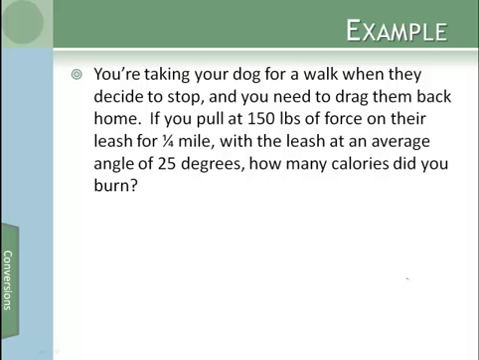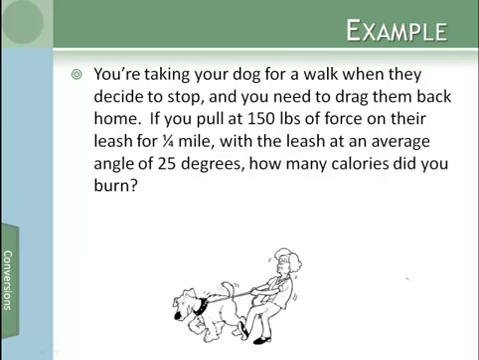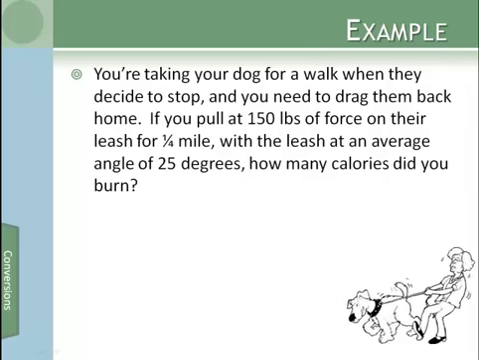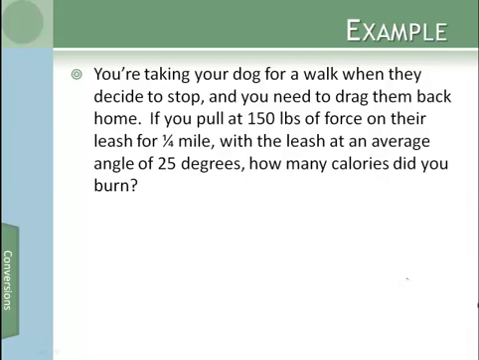For a slightly more complicated example, suppose you're taking your dog for a walk and all of a sudden they decide to stop and not want to move anywhere, and you need to drag them back home. Suppose as you're dragging, you have to pull with 150 pounds of force on their leash for about a quarter mile with the leash at an average angle of 25 degrees. How much work was done, or as a more practical example, how many more calories did you burn than you would have otherwise?